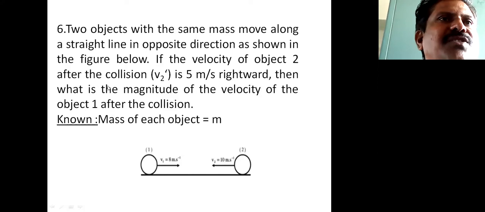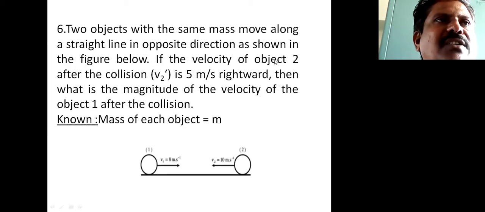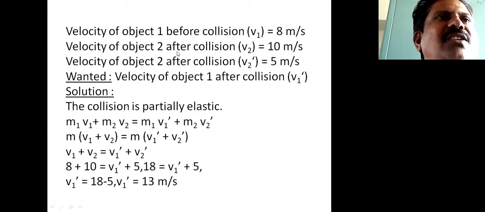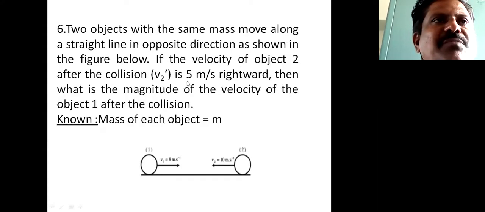Okay, it's where it's mentioned. So the two objects with the same mass move along a straight line in opposite directions. We need the velocity of the two objects after collision. So here the given things are the velocity of object 1 before collision. This is mentioned here.